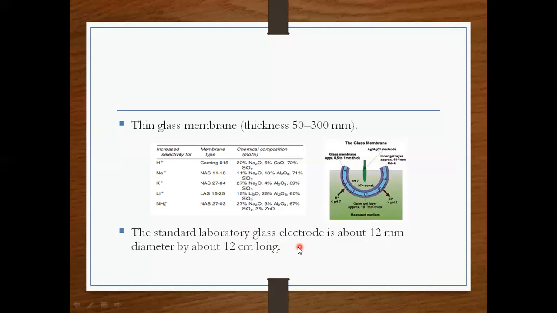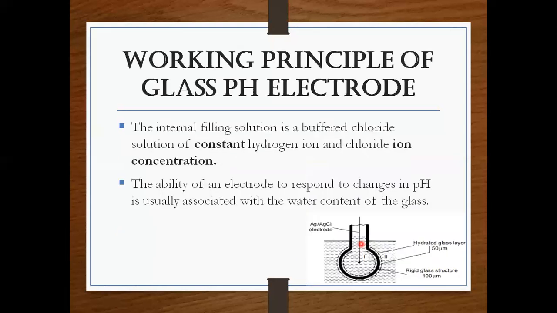So the standard laboratory glass electrode is about 12 millimeter diameter by about 12 centimeter long. So next, moving towards the working principle of the glass pH electrode, or how does a glass pH electrode work.